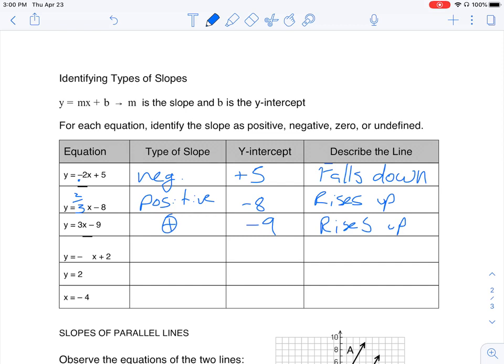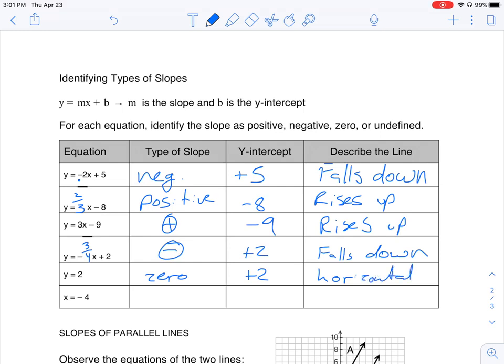This fourth one, y equals negative 3 over 4x plus 2. What type of slope is it? It's a negative slope. What is the y-intercept? The y-intercept is positive 2. Describe the line. Well, it falls down. Y equals 2. The type of slope, well, there's no slope, 0 slope. The y-intercept is simply positive 2, y equals 2. And what type of line is it? Horizontal.